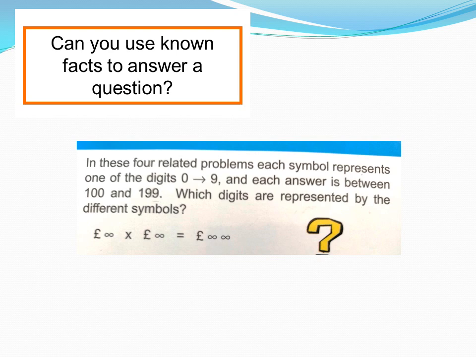So we're looking for a 3-digit answer that has the last 2 digits the same, and those 2 digits also appear in the number itself. I think I've just cracked it.